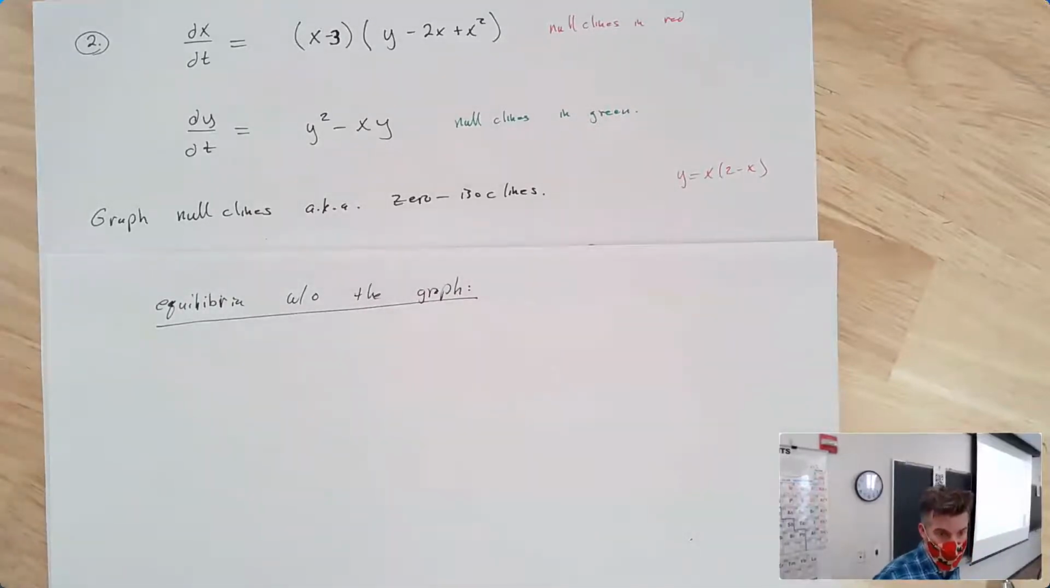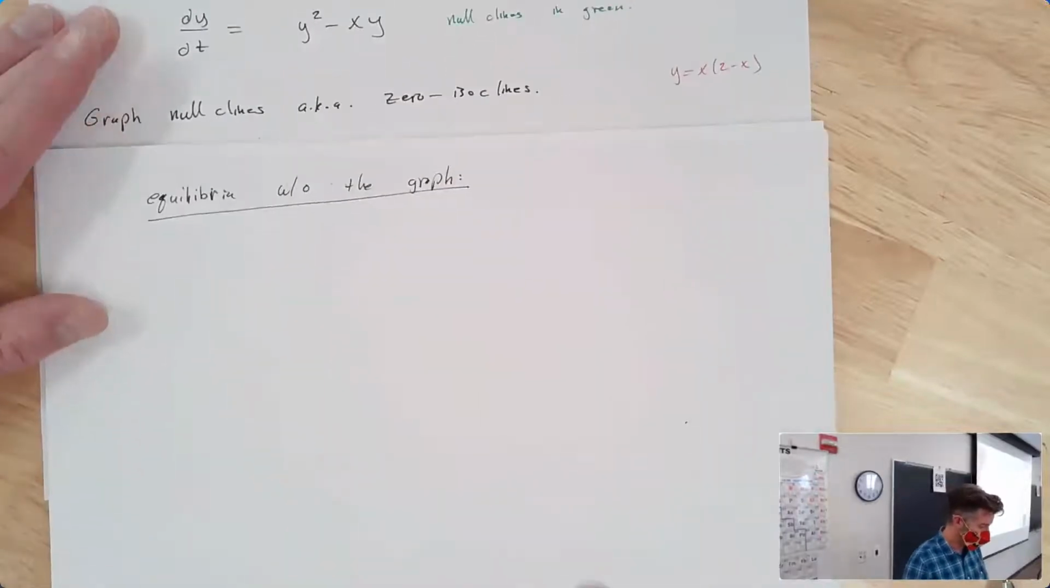Someone asked, when we get our zeros, why don't we plug the values back into the equations? I did, I just didn't show my work. But let's talk about how we find the equilibria without having graphed the nullclines. I do think graphing the nullclines is a good idea, because it definitely can show us where a lot of things are.